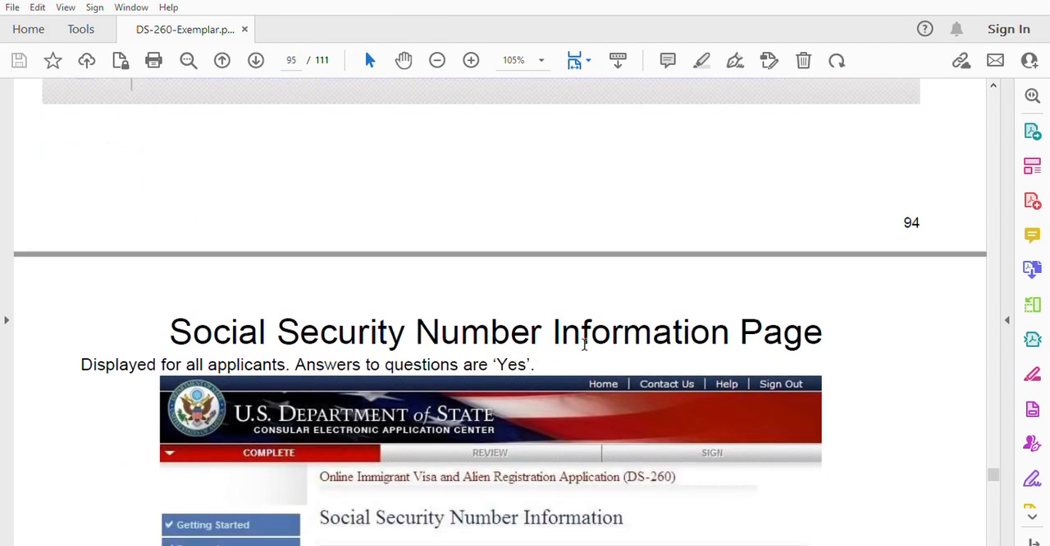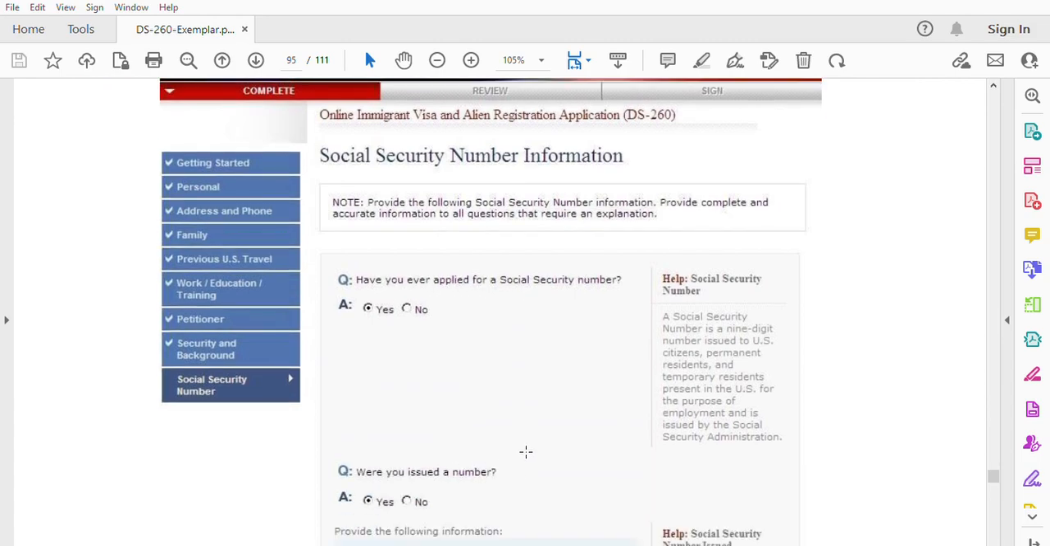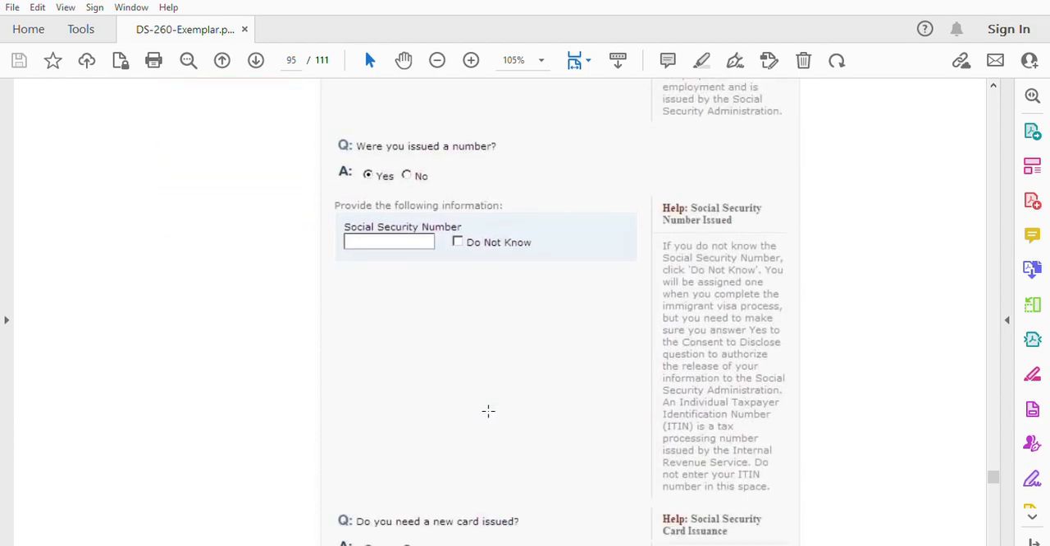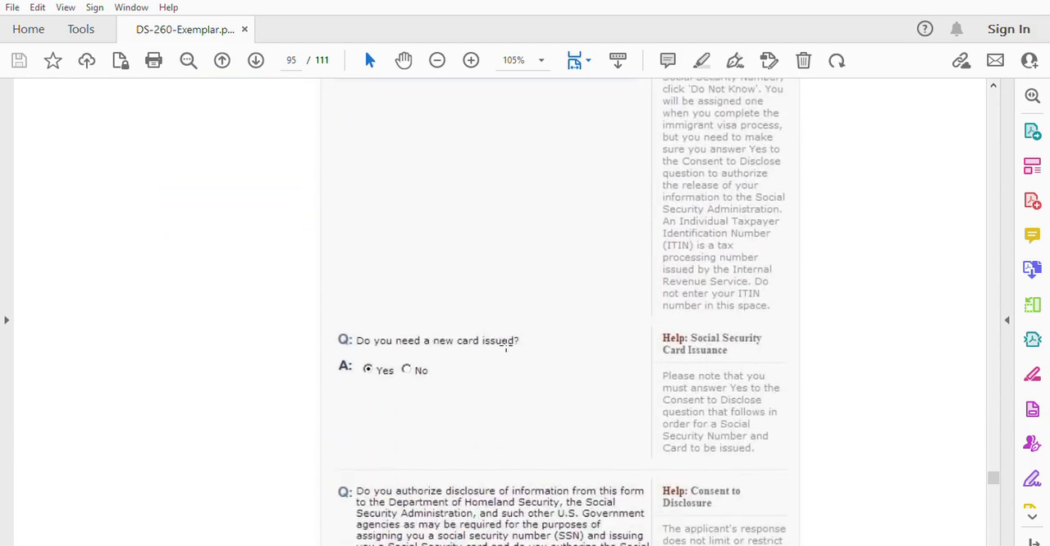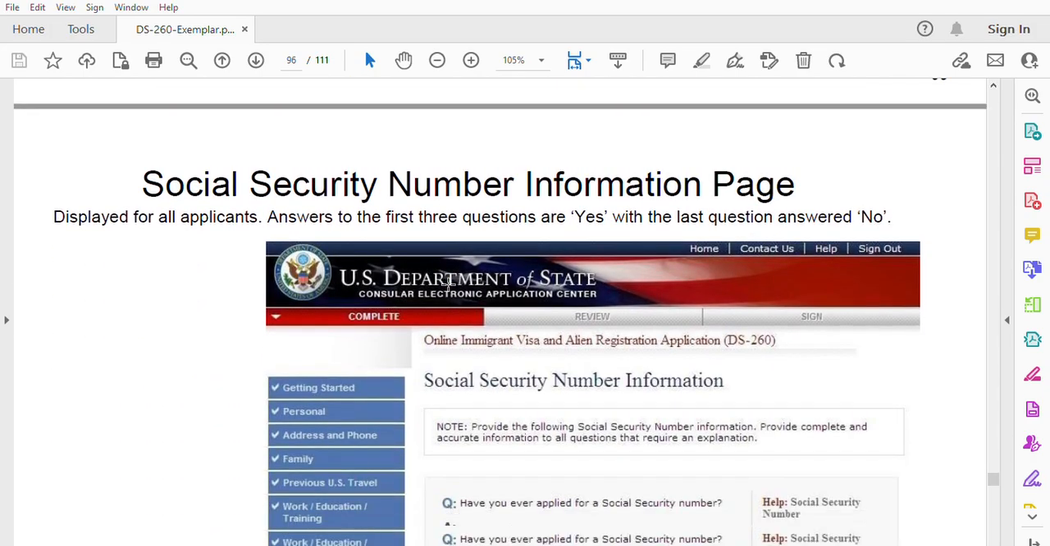Social Security number information page. Have you ever applied? If you say yes this time, will you issue the number? If you say yes, you can add it right here. Do you need a new card issued? If you say yes, you gotta authorize disclosure of information from this form to the Department of Homeland Security and the Social Security Administration to issue your Social Security number.